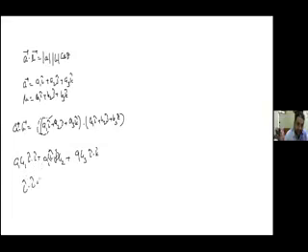Okay, I want you to note down this. Normally I don't ask you to note down anything. Note down this because I want you to remember this. Okay, we'll be using it many times.